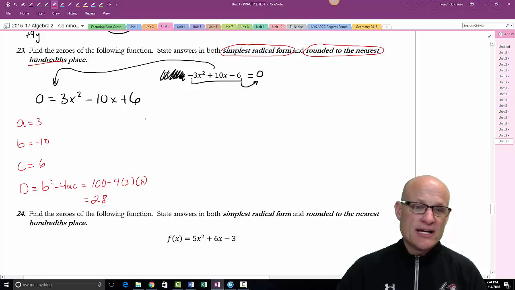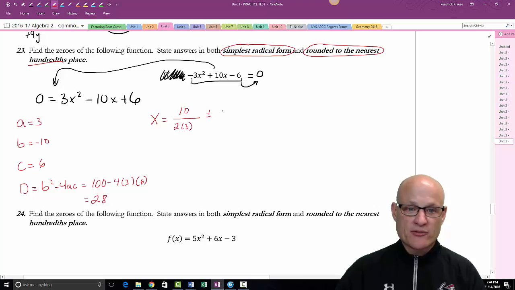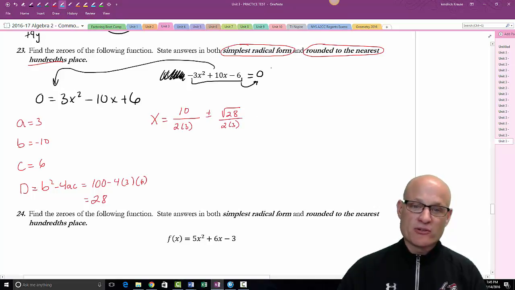So here we go. X equals negative b, which is 10, over 2 times 3, which is 6, plus or minus the square root of 28 over 2 times 3. So I got to simplify the square root of 28. So I can do that right here. This is equal to the square root of 4 times 7, which is 2 square roots of 7. So this is really just 2 square roots of 7.